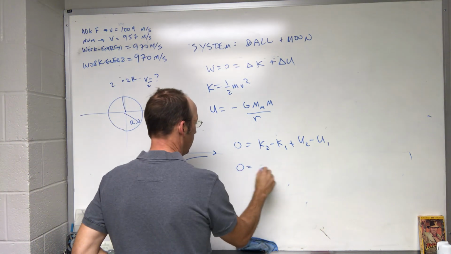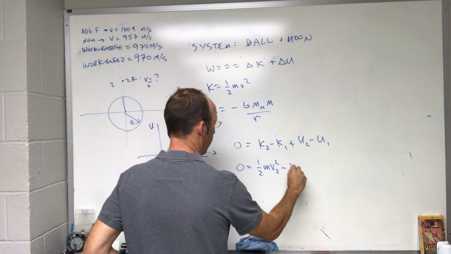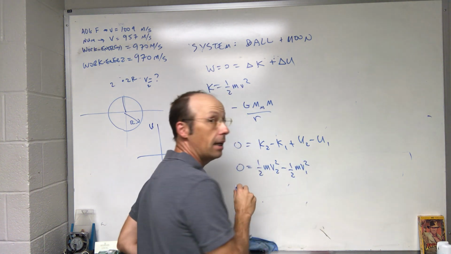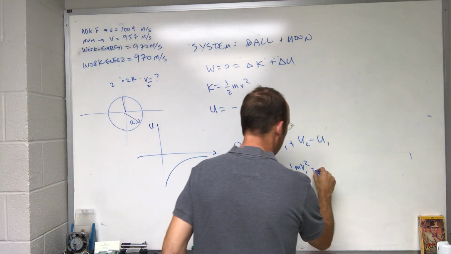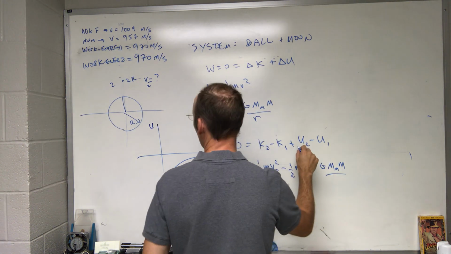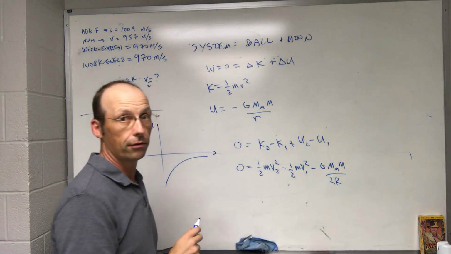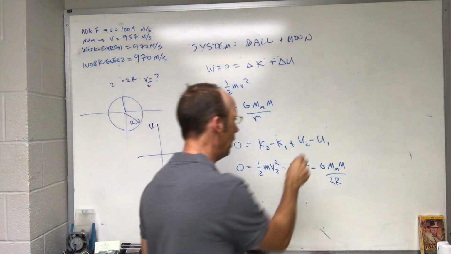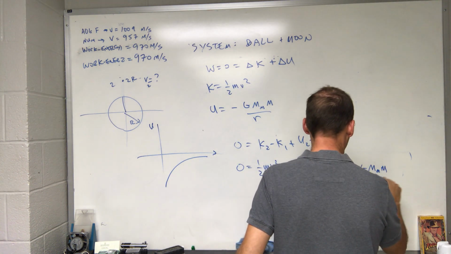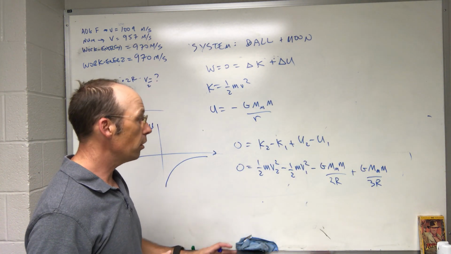So I have 0 equals 1/2 m v2 squared minus 1/2 m v1 squared plus the negative potential 2. So it's going to be minus G mass of the moon m over that 2. It was at 2R, right? That's how far away it was. And then at 1 it's at 3R. Minus a negative, so it's going to be plus G mass of the moon m over 3R.